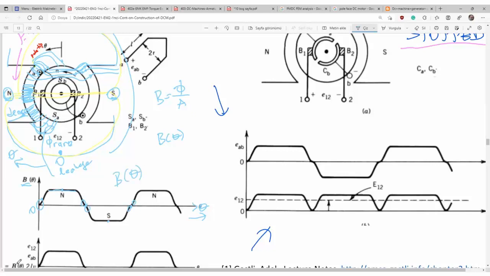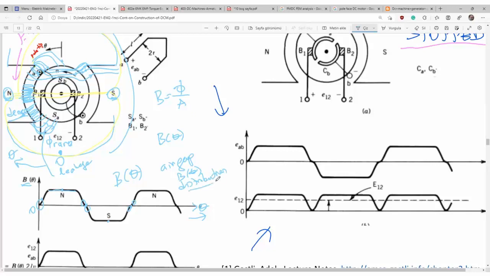B flux density distribution around the stator, or rather around the air gap. Air gap is better, in fact. Air gap B distribution.